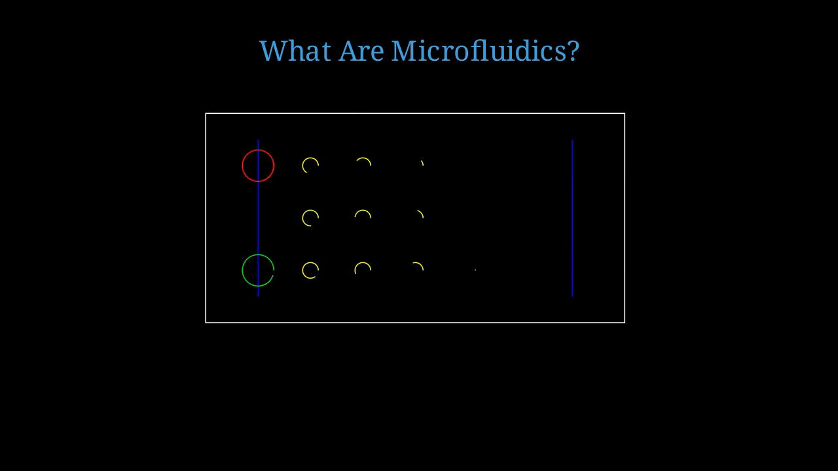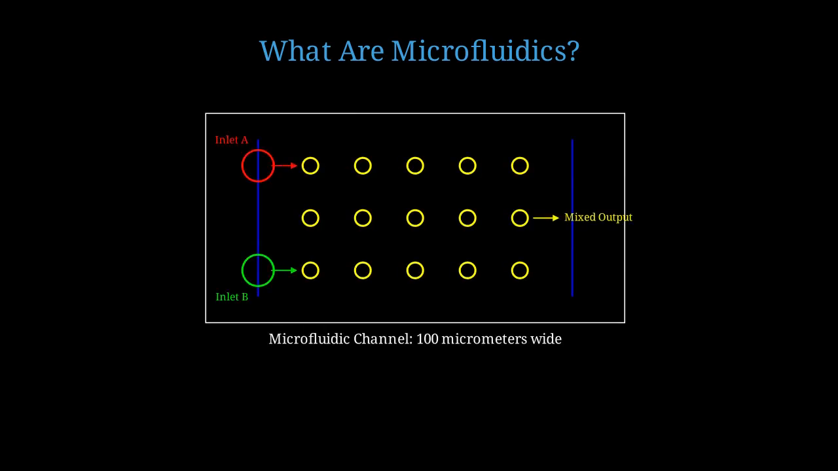Microfluidics is the science and technology of systems that process or manipulate small amounts of fluids, typically in the range of microliters to picoliters, using channels with dimensions of tens to hundreds of micrometers. Imagine a chip the size of a microscope slide. Inside are tiny channels, about 100 micrometers wide, which is roughly the width of a human hair. Fluids flow through these channels, and we can control mixing, reactions, and separations at an incredibly small scale.